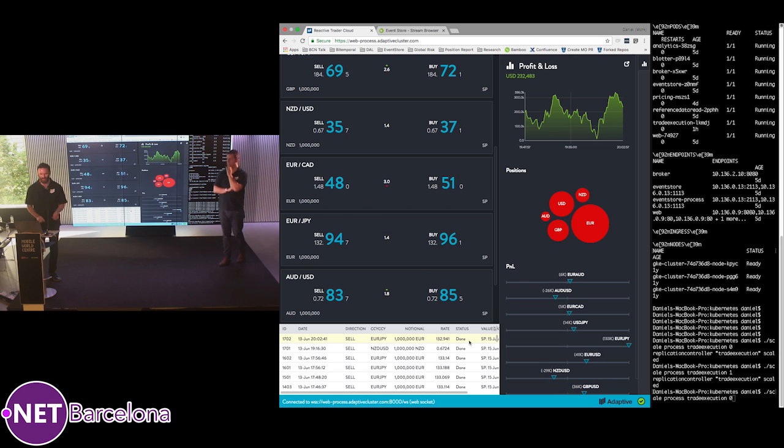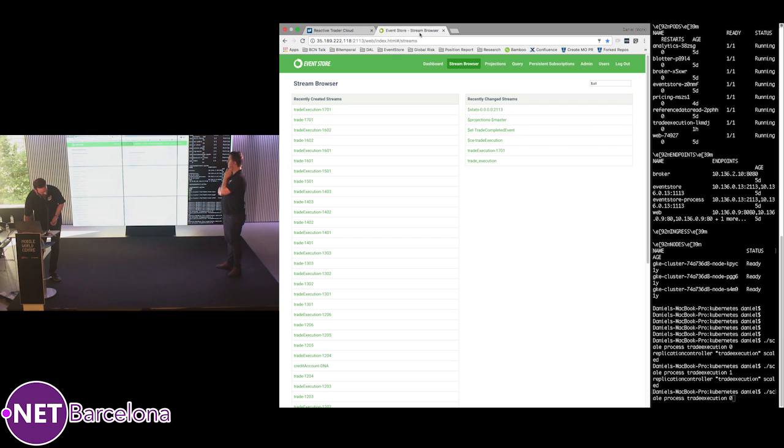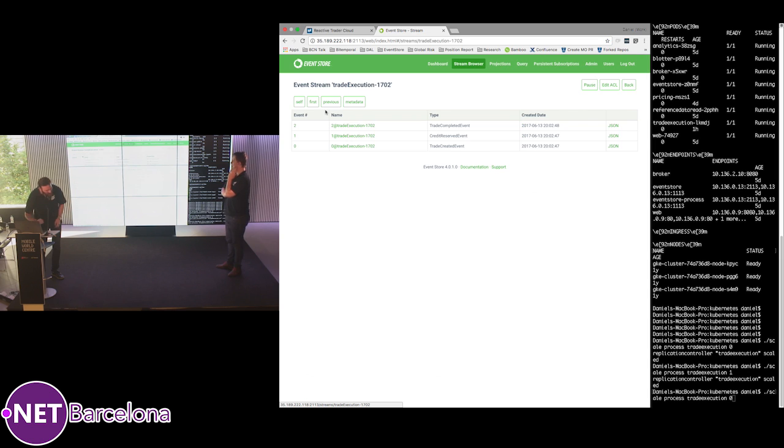So in terms of process managers, let's have a look at the events involved in that particular process. Unfortunately this part of the UI is not reactive. So we can see we have 3 events there that were involved in the process of booking that trade. We have the trade created event that happened first down the bottom there, a credit reserved event, and then a trade completed event.